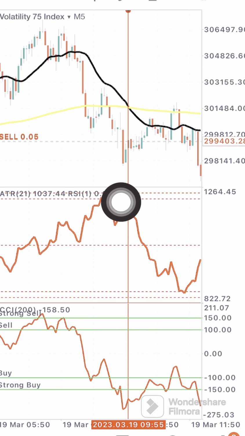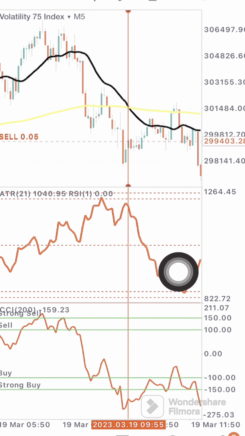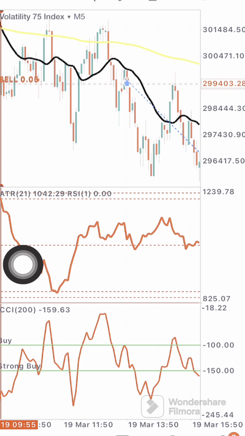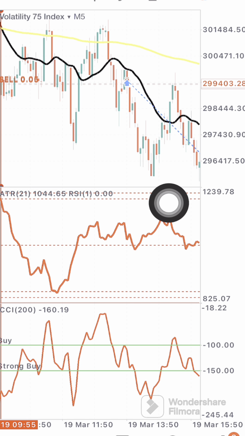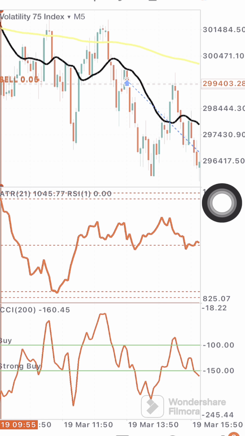We will notice that the market is moving either from a high volatility down to a low volatility for it to go down, or from a low volatility, something like this, going up to a high volatility so that it will go up. Same thing and same process.